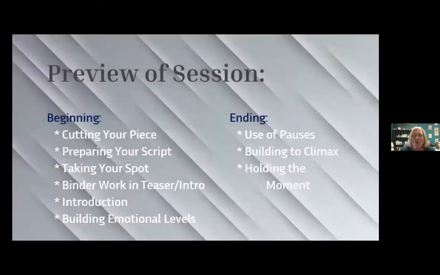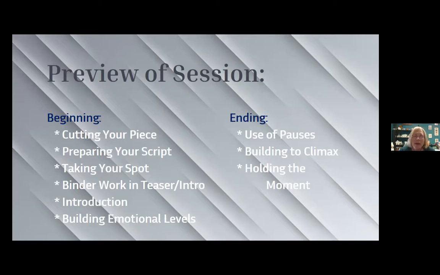As a preview for this presentation, we're going to first look at the beginning, which involves cutting your piece or your selections, preparing your script, how you take the front of the room, what you do with your binder and your teaser and your introduction, the introduction itself, how you build emotional levels, and then we'll look at the ending of a presentation, which is the use of pauses, how you build to a climax, and how you hold the moment.